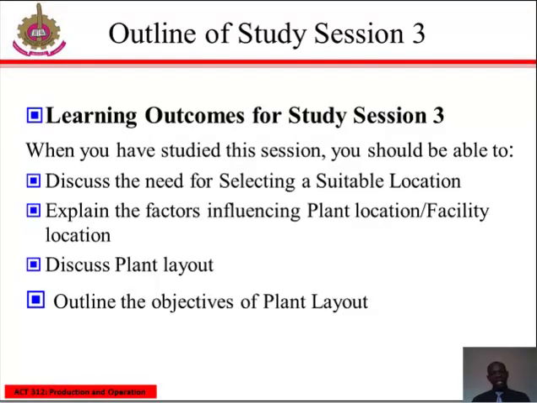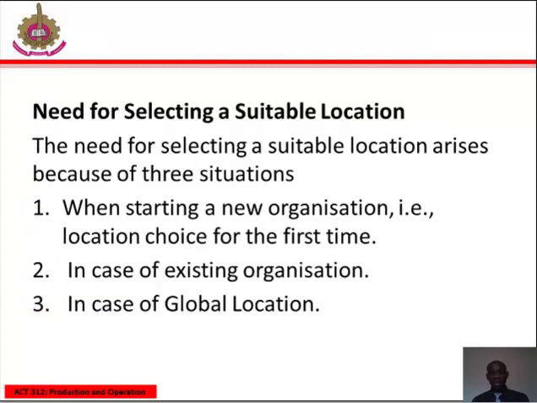When you have studied this section, you should be able to discuss the need for selecting a suitable location. You should be able to explain the factors influencing plant location and facility location. You should be able to discuss plant layout, and lastly, you should be able to outline the objectives of plant layout.